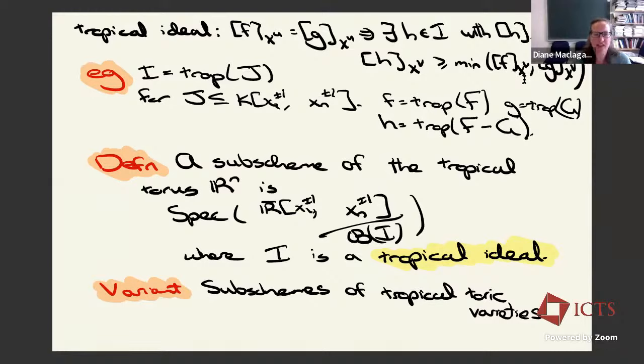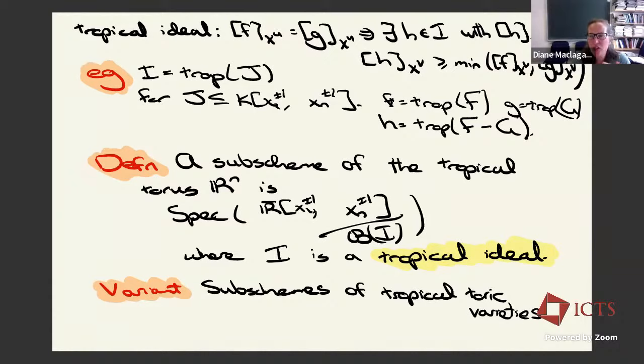The motivating example for this definition is if I start with the tropicalization of an ideal. Then my polynomials f and g might be the tropicalizations of polynomials capital F and capital G. If the coefficients of f and g are the same for some term, that means the valuations of their coefficients are the same, but you can scale, so you could choose your lifts, capital F and capital G, so that the actual coefficients are the same for capital F and capital G.